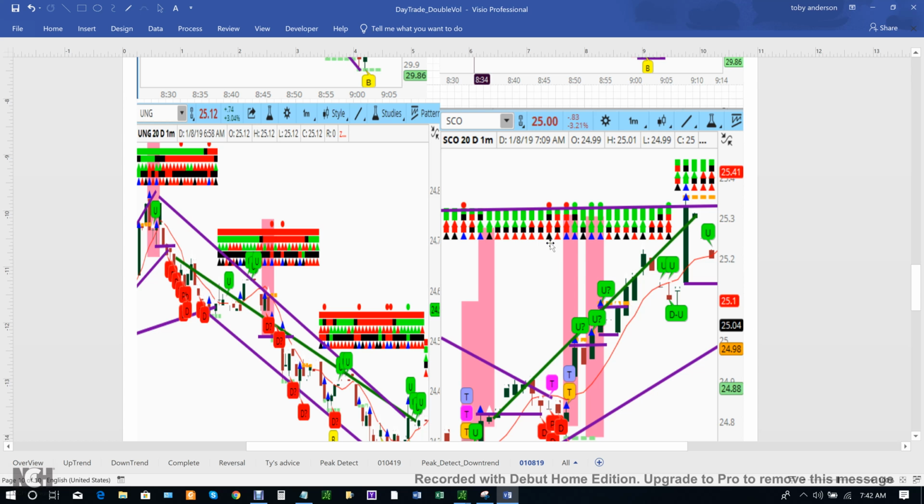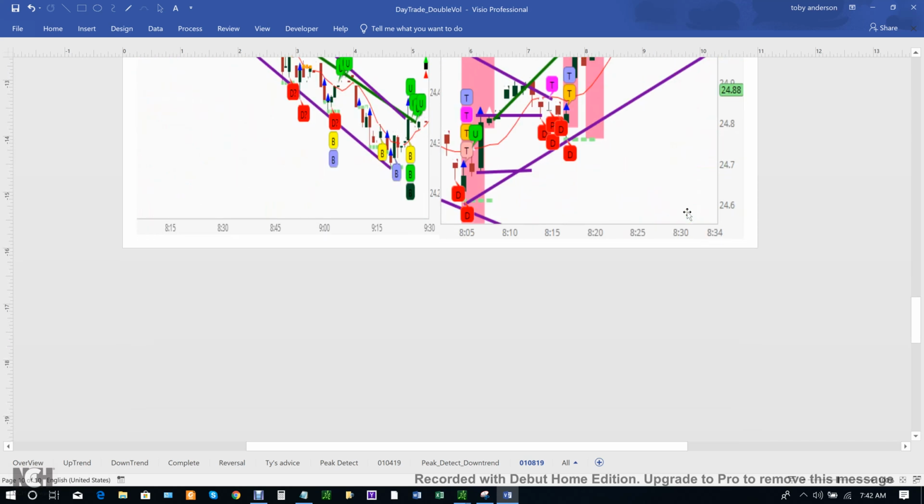Yeah, if you look over here, look at the blacks here, they're red, but over here you have a black and a red, a black and a red. So the momentum is changing, and here's where people start selling short right there. So, anyways, that's it.